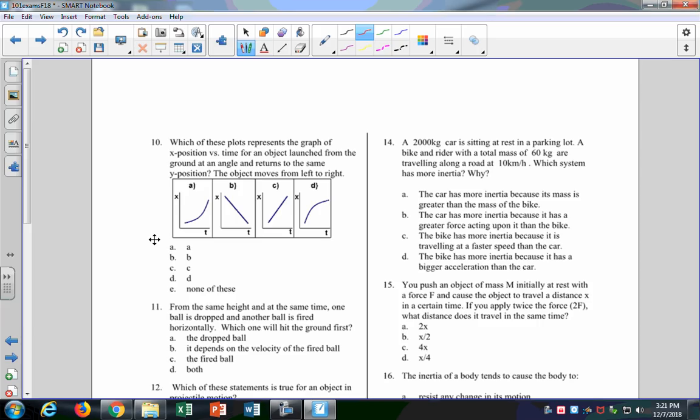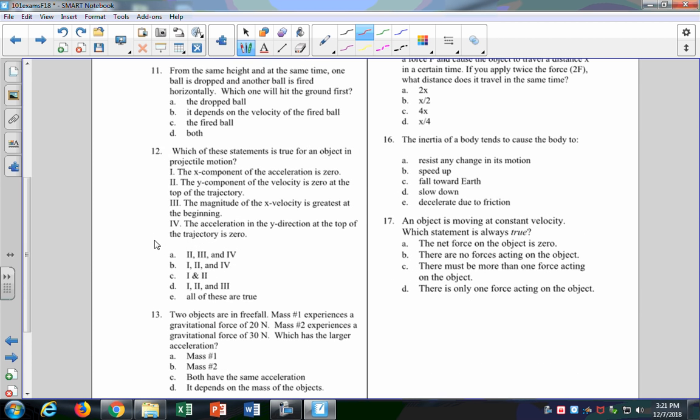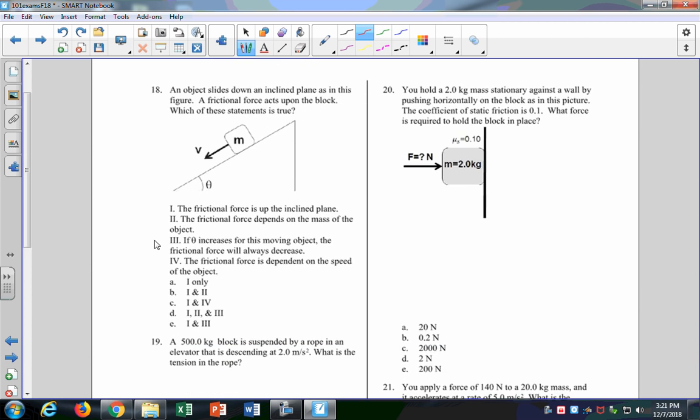William? So for questions like number 18, it's just going to be the same statement, just written in a different way.